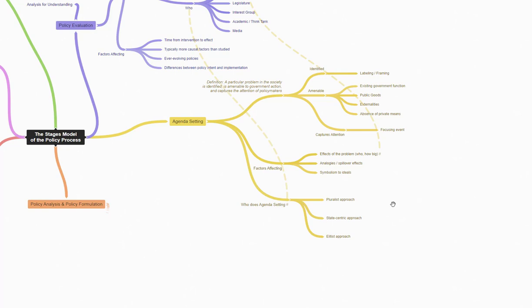It's a good idea. Think of something like an epidemic of a disease, coronavirus, SARS, avian flu, something like that. We don't need a spokesperson to say we ought to do something about this. The problem itself is compelling. The state-centric approach says that government oftentimes puts things on the agenda themselves.